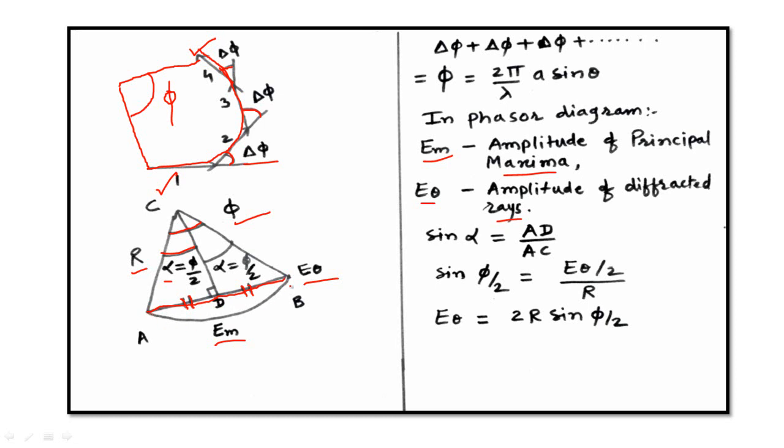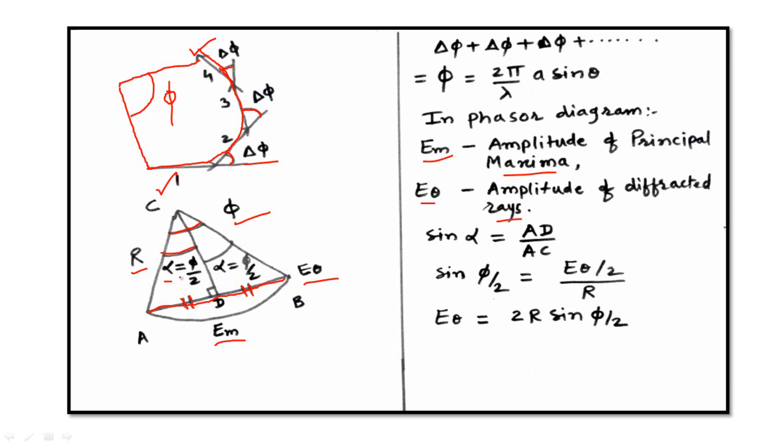Now why have we represented it like this? Because you know that the length of the arc is always greater than the length of the chord. In our case, the amplitude of the principal maxima is maximum on its scale, while the amplitude of the secondary maxima is less, obviously less than the amplitude of the principal maxima. Therefore we have represented the length of chord AB as E theta, the amplitude of the diffracted rays, while this EM has maximum length and therefore represents the amplitude of the principal maxima. So now this is our phasor diagram.